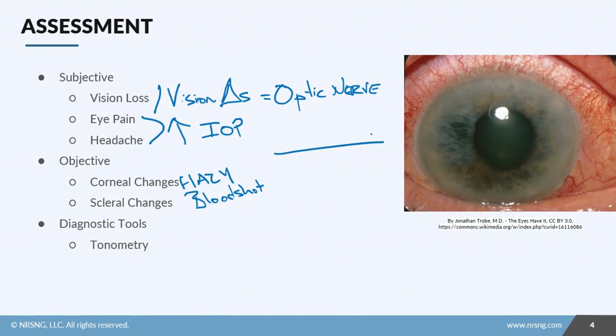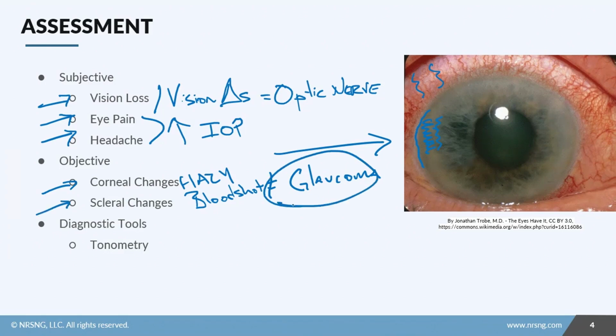So if you look at this picture over here, you see that here's the edge of the cornea, and this area in here is actually cloudy, and the eye is bloodshot. Now, the important thing to remember about bloodshot eyes is they're not an isolated symptom of glaucoma. They do not always equal glaucoma. If you have a patient that's complaining of vision loss, eye pain, headache, you notice some corneal changes and some scleral changes, you can suspect that glaucoma may be the culprit.